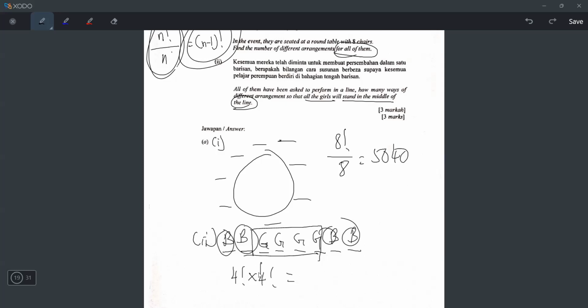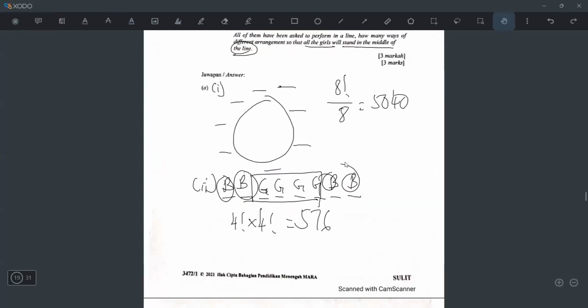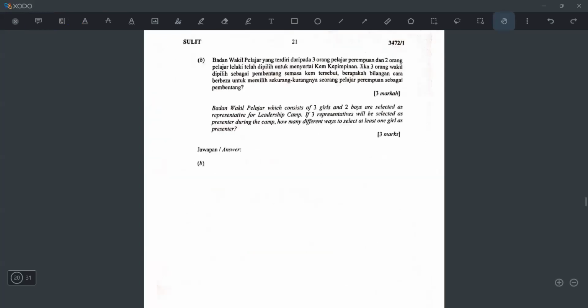4P4 equals, and then let me calculate. I hope you understand why. Because if they say girls have to sit together, then you have to times with 5 factorial because you're arranging 5 spots, 1, 2, 3, 4, 5. But for this you don't have to because they say they have to stand in the middle. Okay. So that's the answer. 5040 and 576. Let me check.